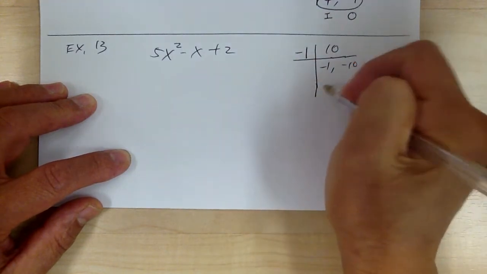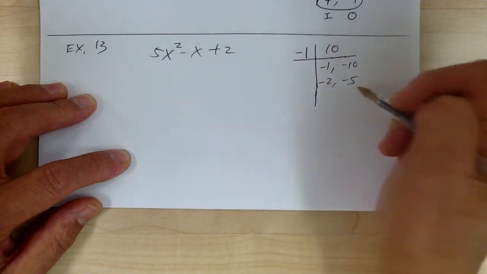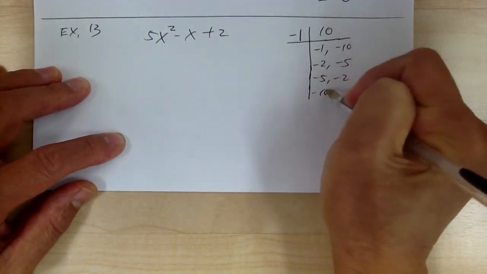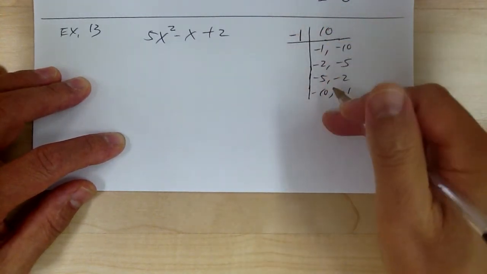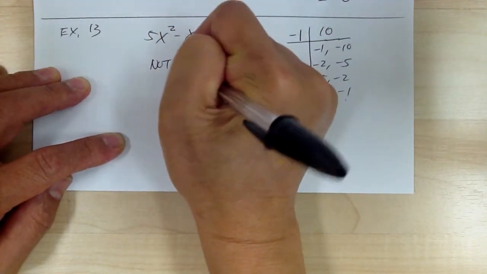So this one does not work, right? So negative 2, comma, negative 5 does not work. And after that, it's just reverse, right? Negative 5, negative 2, negative 10, negative 1. So none of this is going to match that. So when you go through the list, if none of them is going to work, then that means this is not factorable.